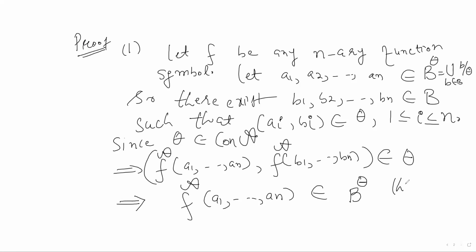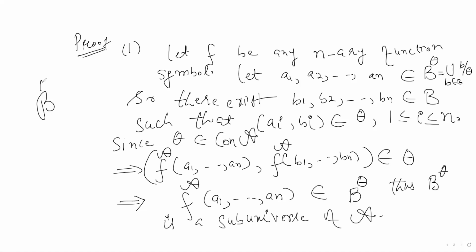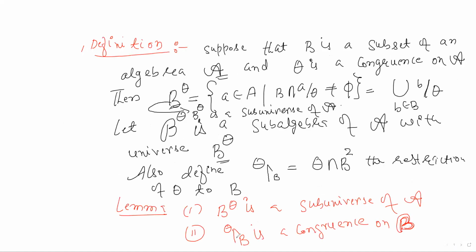So thus B theta is a sub-universe of A. Once it is a sub-universe, you can take this capital B theta as an algebra with universe this set B theta. Now the second part: that this congruence theta restricted on B is again a congruence on B.